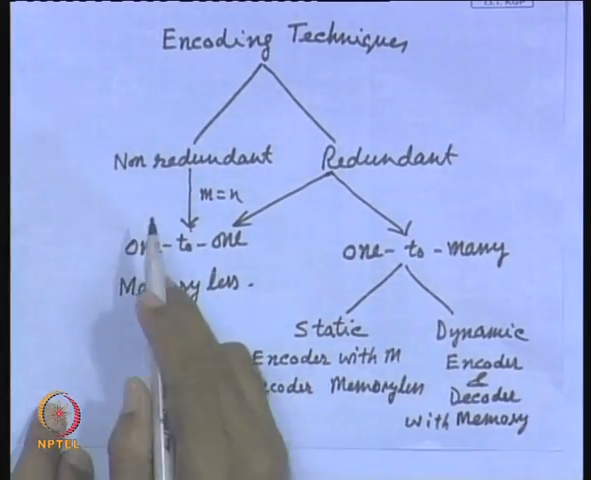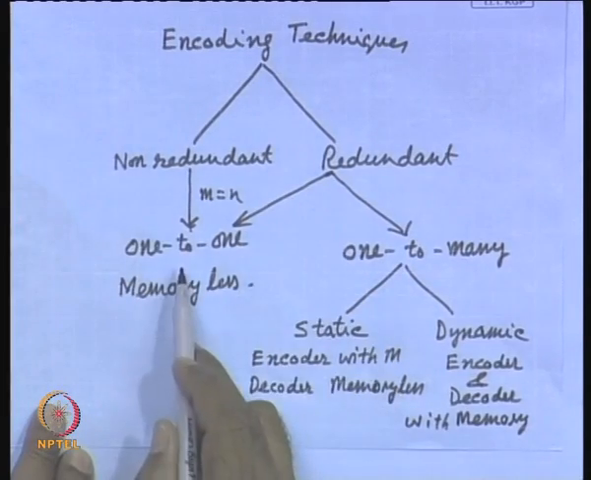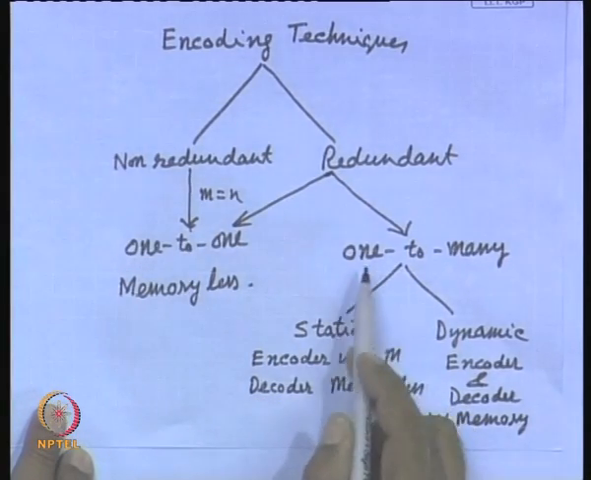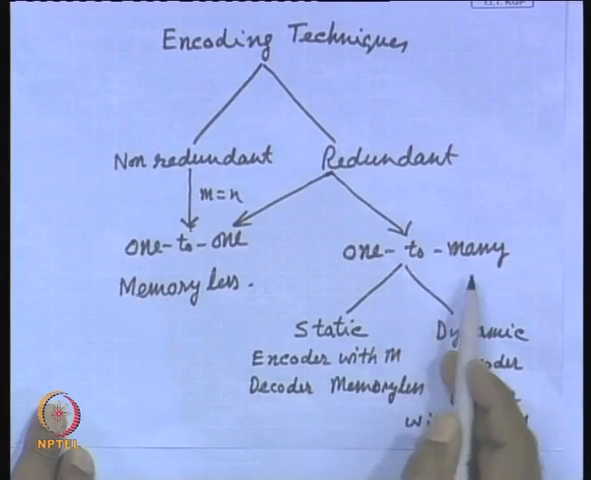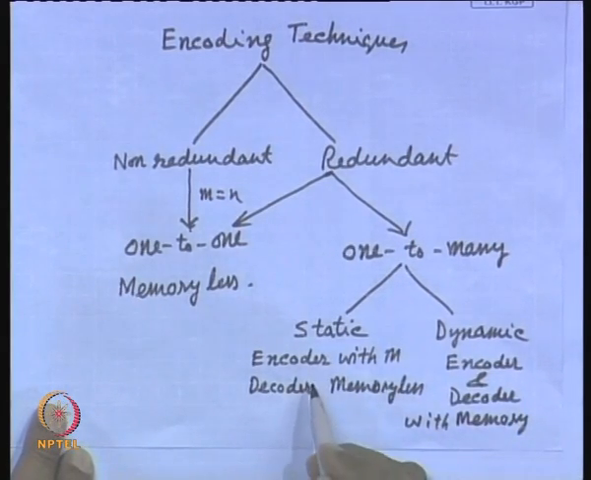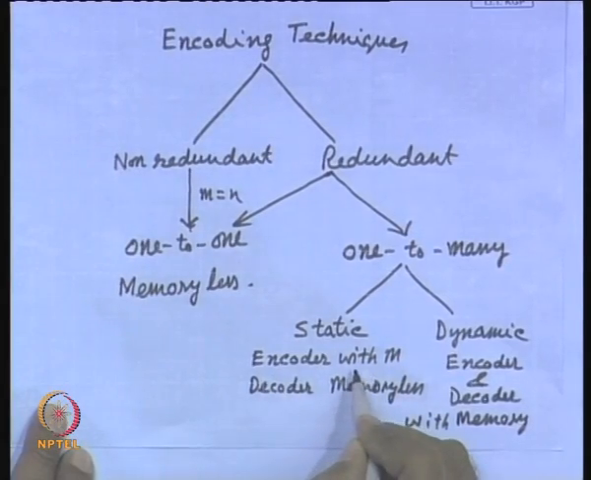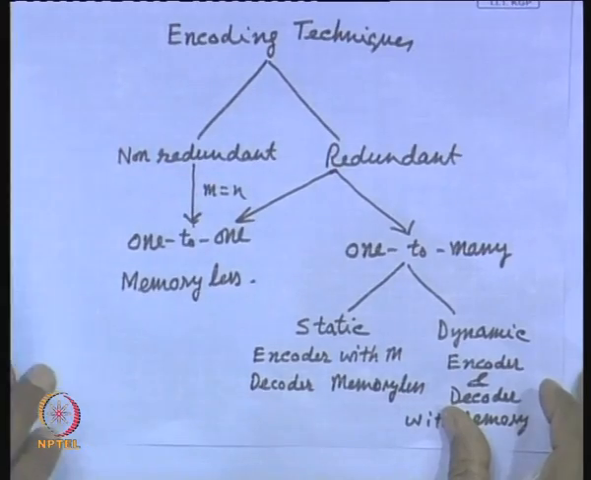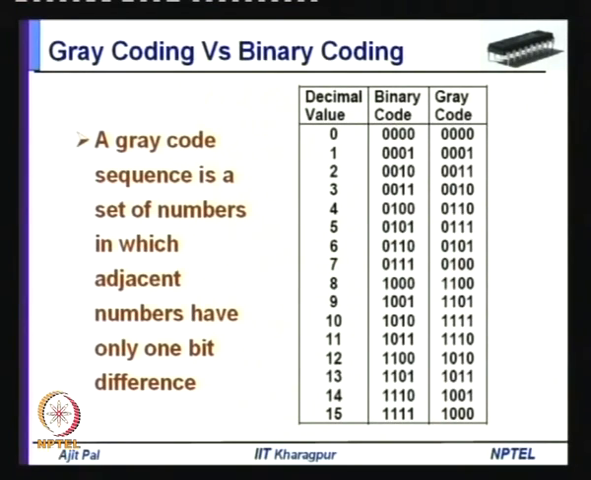So, we have non-redundant, then redundant, then 1-to-1, 1-to-many, that means one code will map to more than one code depending on the past history, and in this case you will require memory, as you can see, either in the encoder or in both. Now, with this classification, we shall move to different examples of encoding that I have already mentioned. First, we shall consider gray coding.